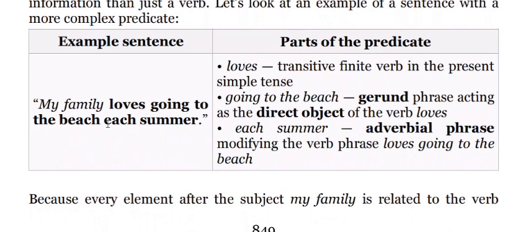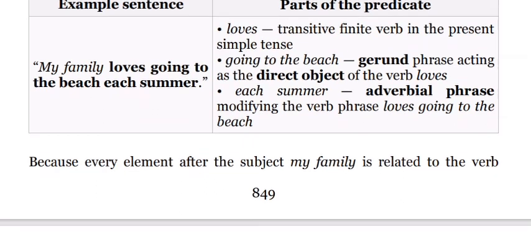Example sentence: My family loves going to the beach each summer. Now, loves is a transitive finite verb in the present simple tense. You can see, going to the beach is a gerund phrase acting as the direct object of the verb loves. Now, each summer is an adverbial phrase modifying the verb phrase loves going to the beach.